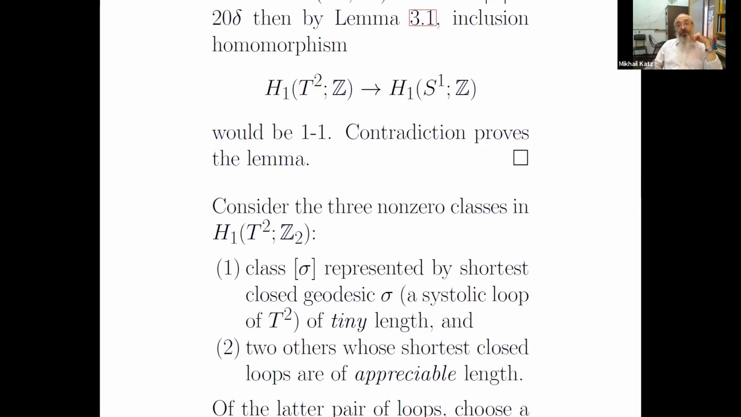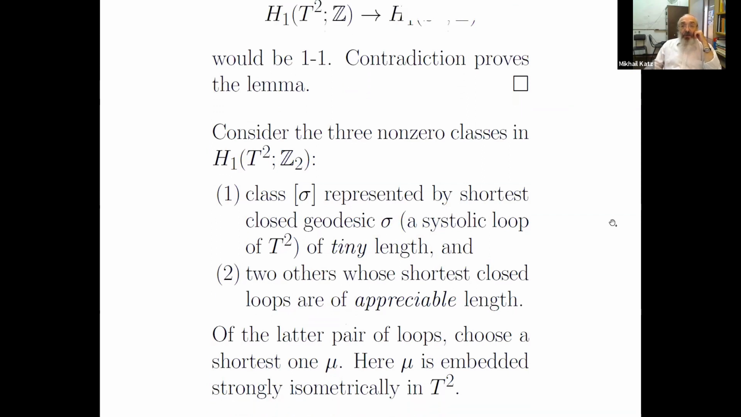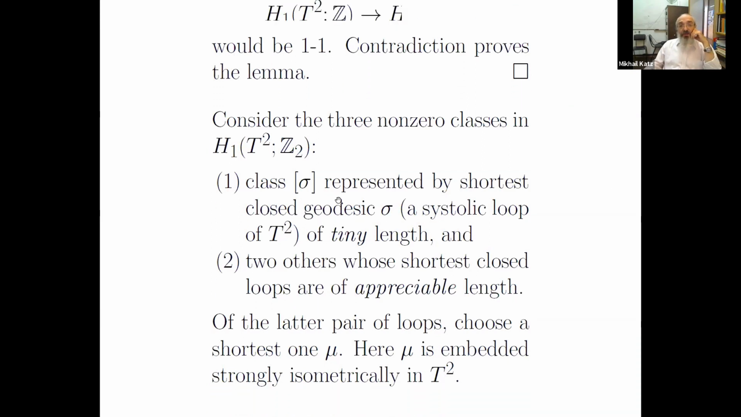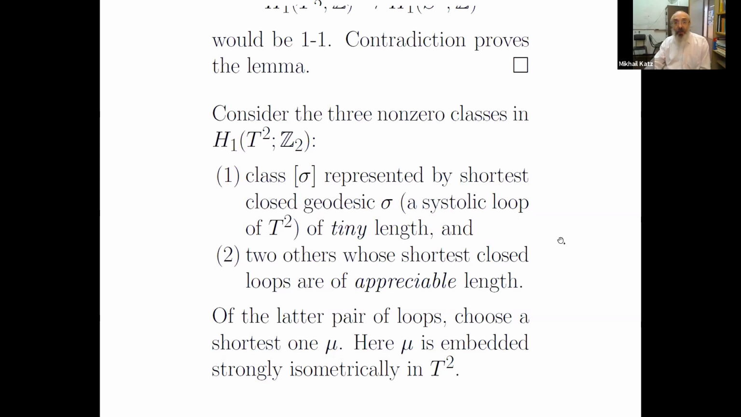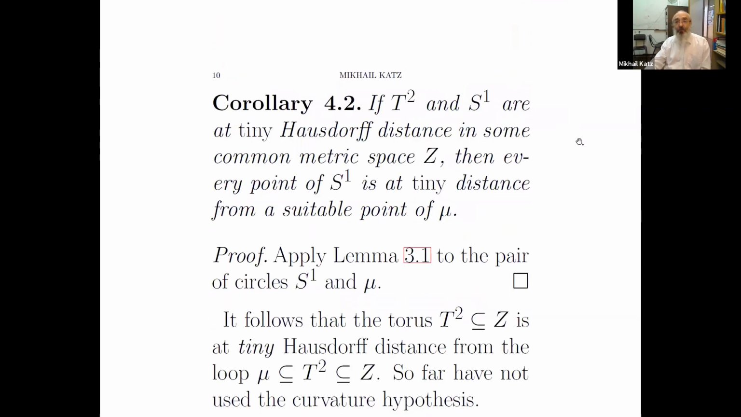So these are three non-zero classes, and notice I replaced the homology by Z2 coefficients. There are three non-zero classes here. Sigma is represented by a closed geodesic of tiny length. That's the scale of the Gromov-Hausdorff distance between the torus and the circle S1. The other two are of appreciable length because they are comparable to the diameter of the torus. So that's the picture here. Just to fix ideas, choose mu to be the shorter one of the two. It's embedded strongly isometrically in the torus.